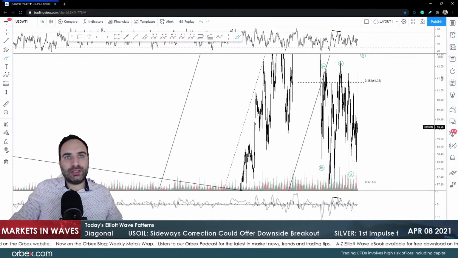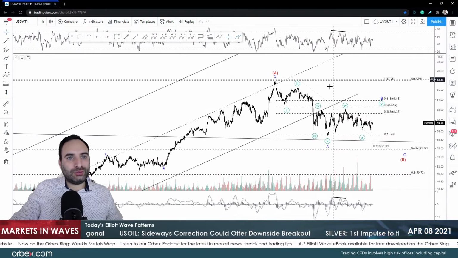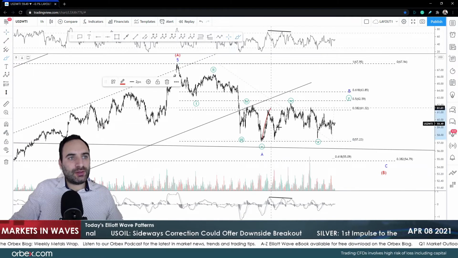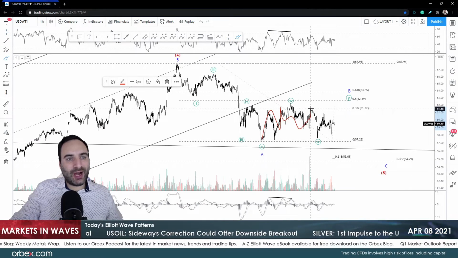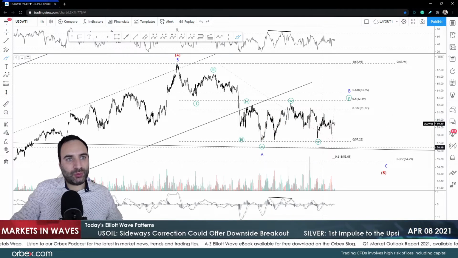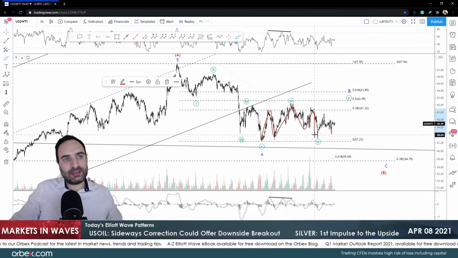Oil quickly remains a little bit, not really much interesting, to be honest. We talked about this W, X, and Y the other day. Now, I was expecting this to break. The way it's developed now, it looks to me that this is an ABC. This is like a W, X, and Y.